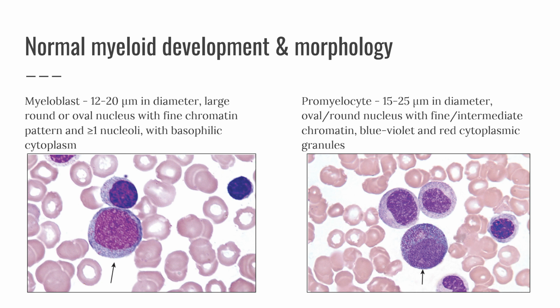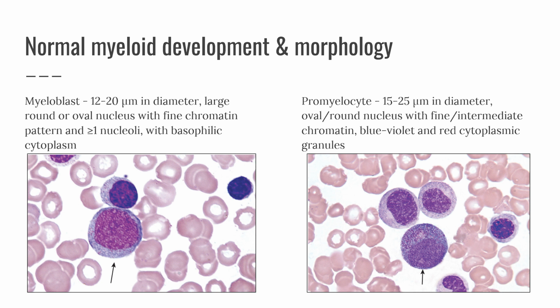In order to know what is abnormal, we have to first quickly discuss what is normal. Your myeloid development begins as a myeloblast. The myeloblast is a large cell, 12 to 20 microns in diameter, with a large round or oval nucleus with fine chromatin, and at least one prominent nucleoli with basophilic cytoplasm. This cell has no Golgi zone, and granules may or may not be present.